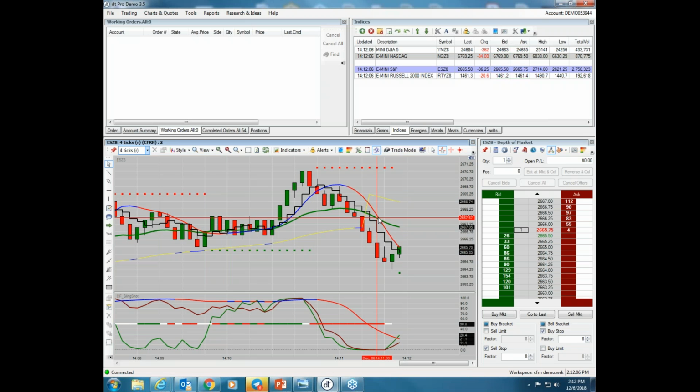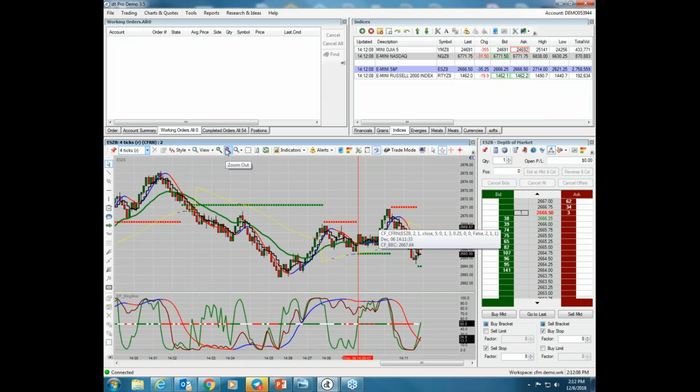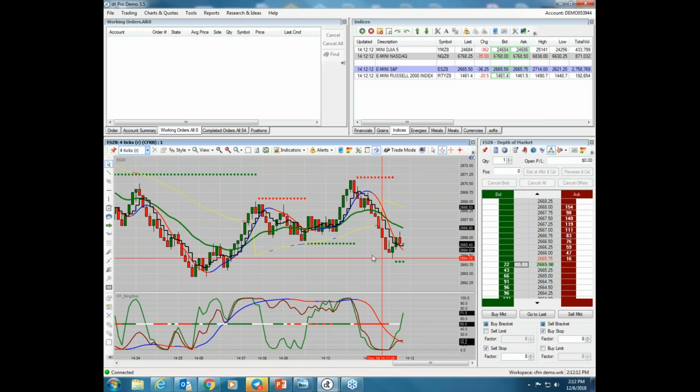So again, we had the bearish cross. I'm zooming out. Why? To see if we're trending. We're not. We're sideways. Notice how we're back and forth here. Okay.